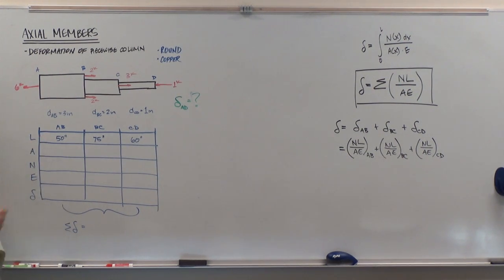So here L is already given to us. A is going to be really straightforward because we're told that this is a round, circular cross section, and we're given the diameters.